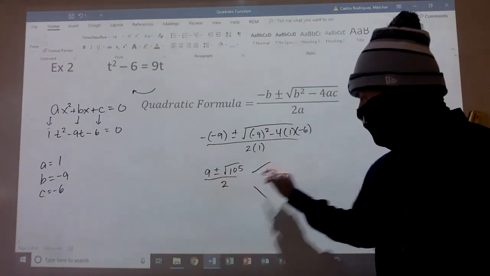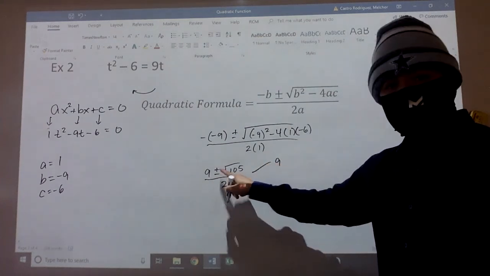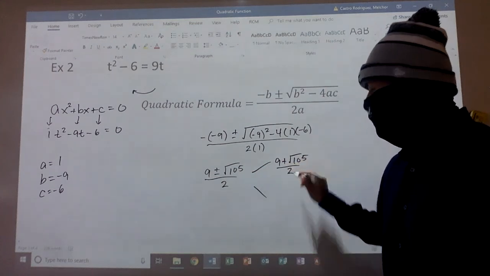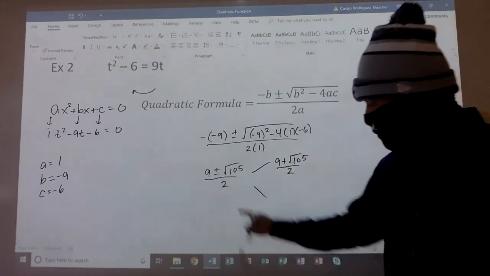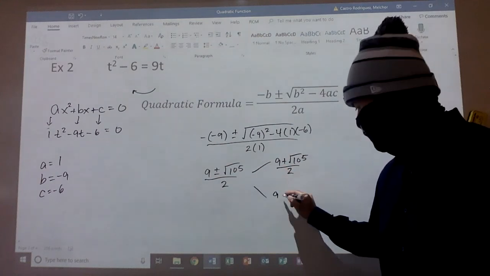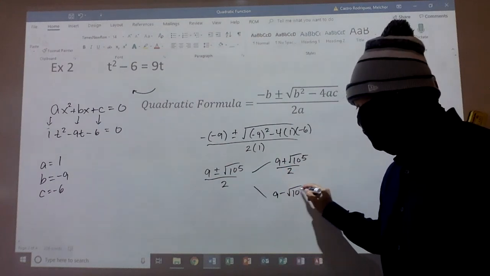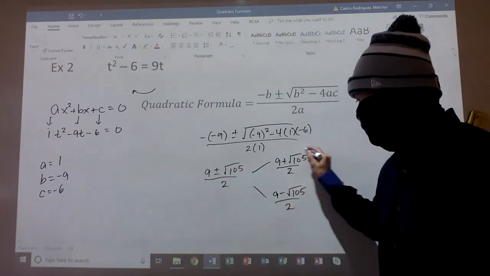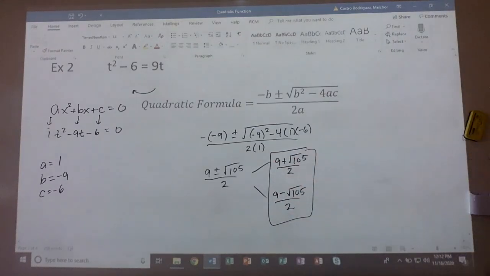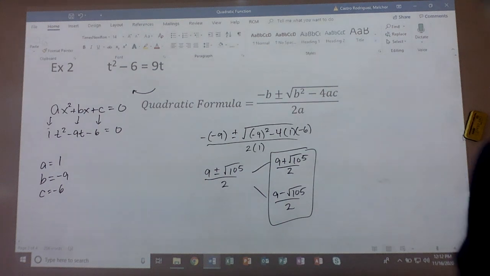First one, 9 plus the radical of 105, divided by 2. My second answer, 9. Instead of the plus, it's going to be minus. This is quadratic formula. I told you we're going to look for solutions, roots, and zeros using the quadratic formula.